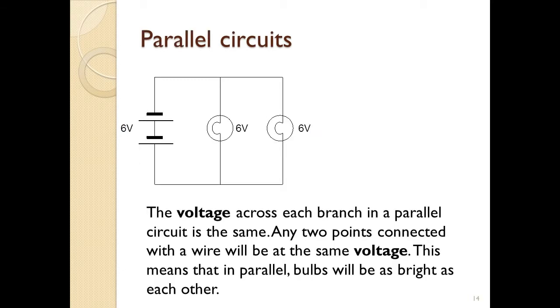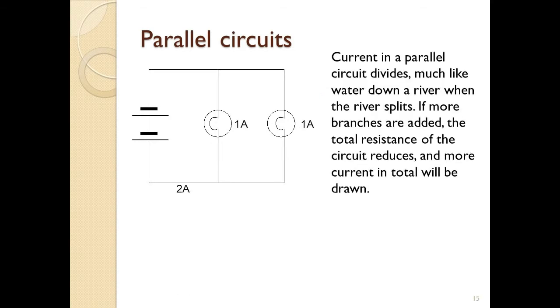In a parallel circuit, the voltage across any branch is the same as the supply voltage. So this battery supplies 6 volts. Every component connected in parallel will also get 6 volts across it. The current in a parallel circuit, however, divides.